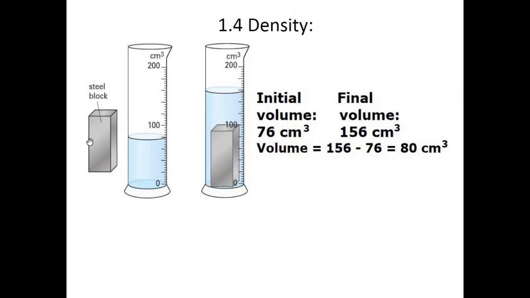So the initial volume is 76, the final volume is 156, and for finding the volume of the object we simply subtract these two. 156 minus 76, the volume for this steel block is 80 centimeter cube. Over here I have given the example of a steel cube, but normally we use this method for finding the volume of irregular shaped objects.